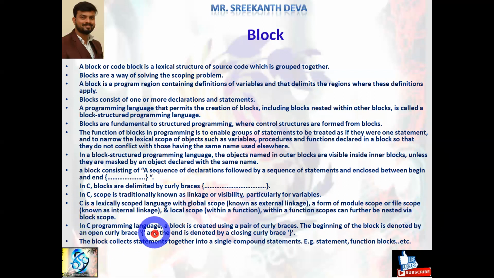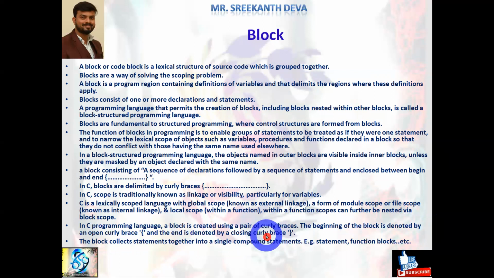In C programming language, a block is created using a pair of curly braces. So how can we achieve blocks in C programming? With the help of curly braces. The beginning of the block is denoted by the open curly brace and the end is denoted by the closing curly brace. So blocks can be achieved in C programming with the help of open and closed braces.